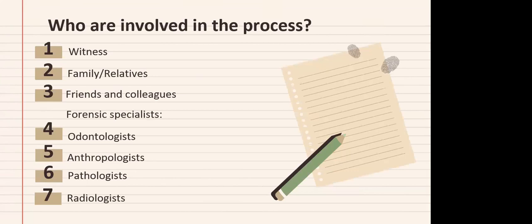So, in the process of identification of the remains, who are involved? We have here the witness, family or relatives, friends and colleagues for personal identification. We also have forensic experts or specialists, such as odontologists. In the process of identification of remains, forensic odontologists attempt to identify victims' remains after disasters. Their help is crucial when facial recognition or fingerprints are not possible. They recognize evidence such as tooth fragments that may otherwise be overlooked by other medical professionals.